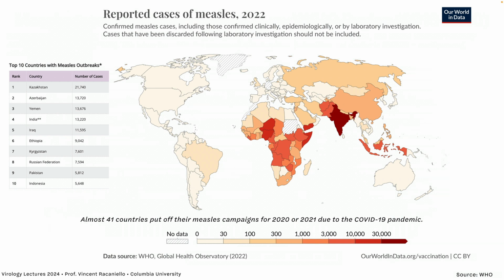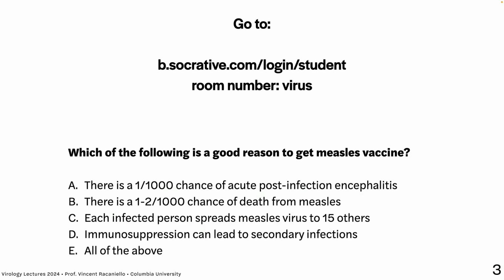But here, look at the table. Top 10 countries with measles: Kazakhstan, Azerbaijan, Yemen, India, Iraq, Ethiopia, Kyrgyzstan, I mean, Russia, Pakistan, tens of thousands of cases of measles, completely under-vaccinated in these countries. And many of them, as it says here, put off their measles campaigns due to the pandemic. So this is also a follow-up to that, but still many countries are not vaccinating enough. These are cases that should not occur. We have a vaccine that works and it should really be distributed.